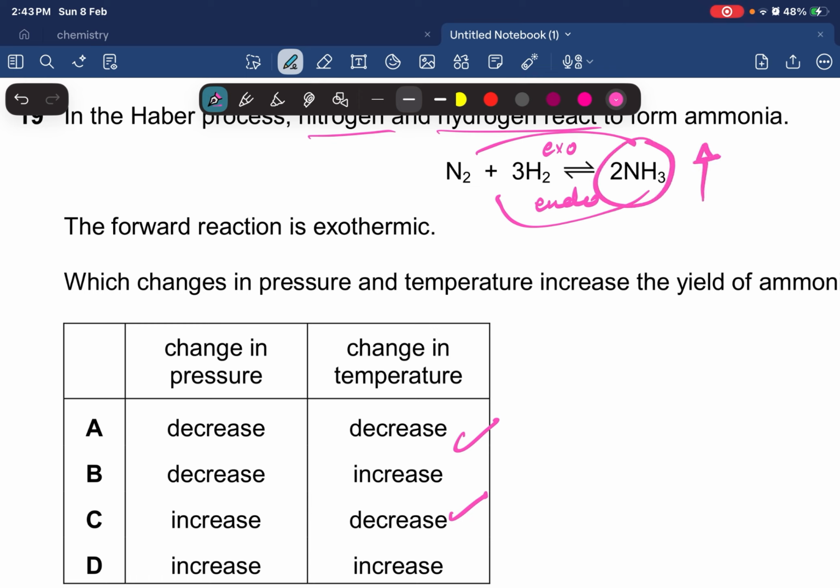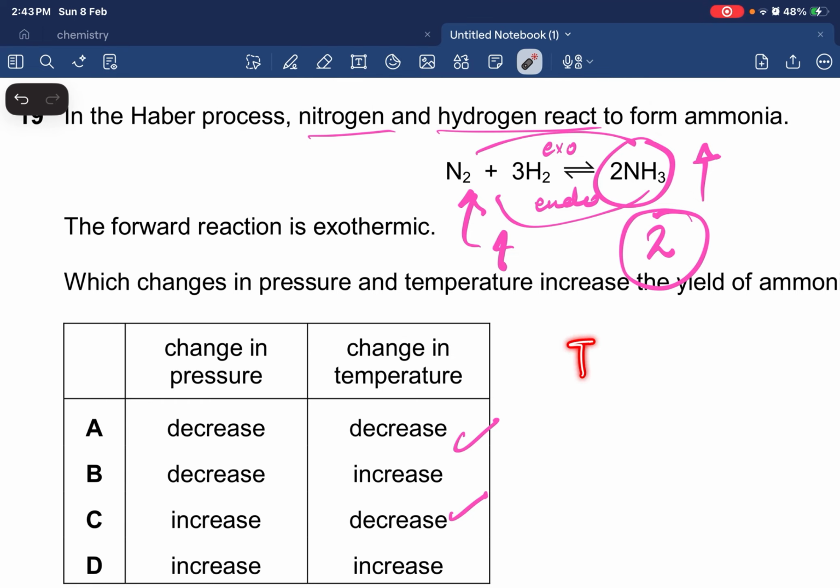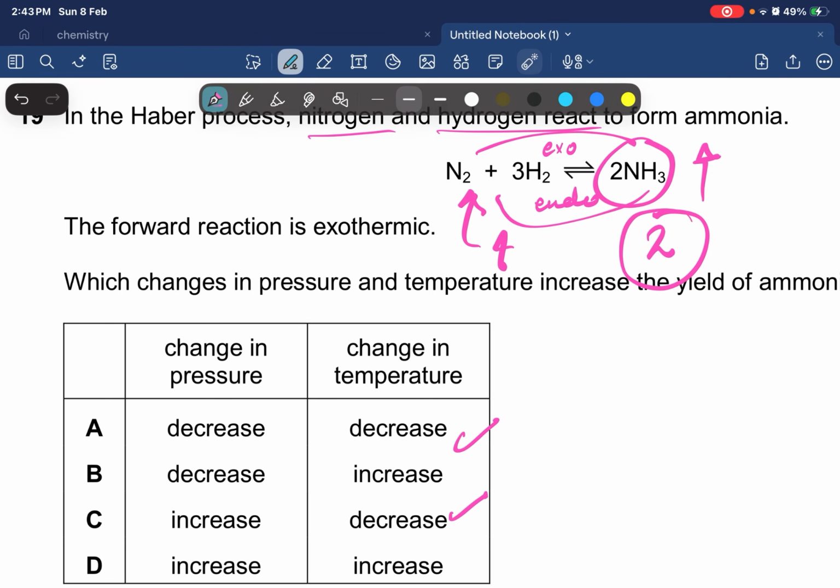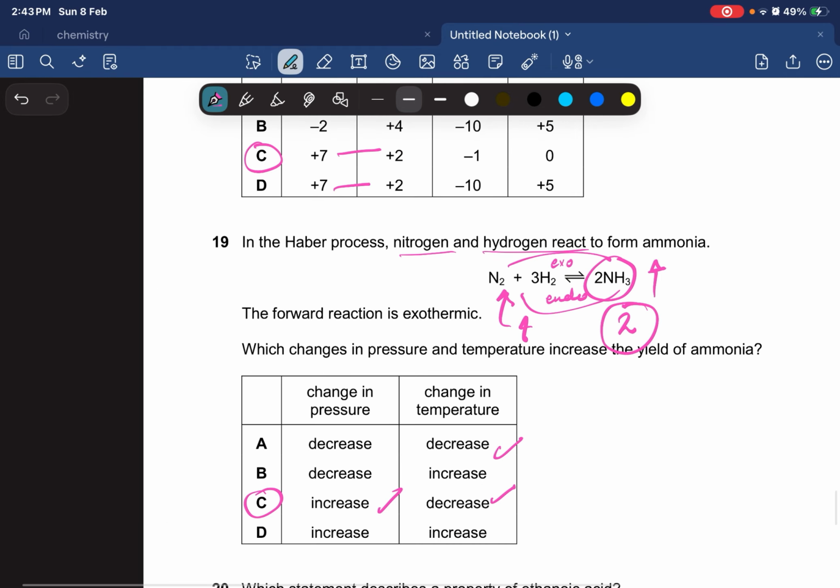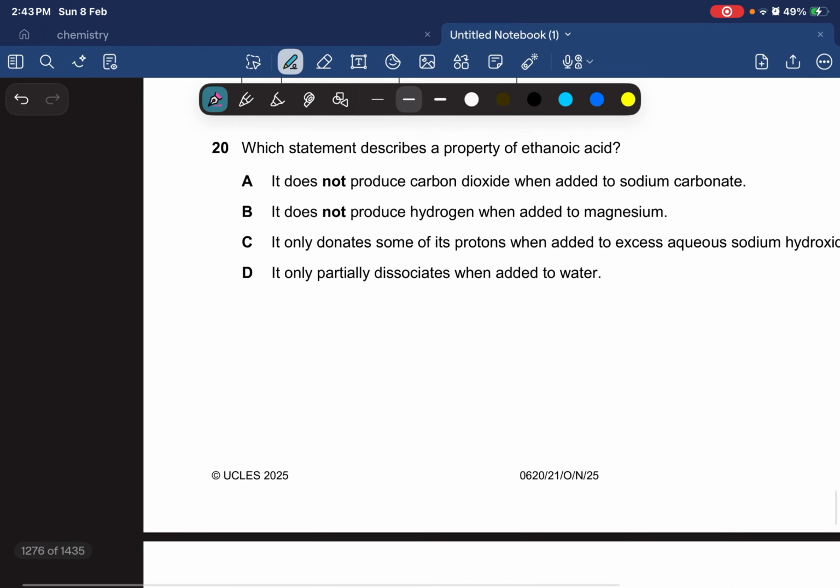Change in pressure. 4 moles on the reactant side, 2 moles on the product side. We want to form the product, so we have to increase the pressure, because when we increase the pressure, the reaction moves towards the side with fewer moles. So increase in pressure. Done and dusted. What's difficult? It's so easy.